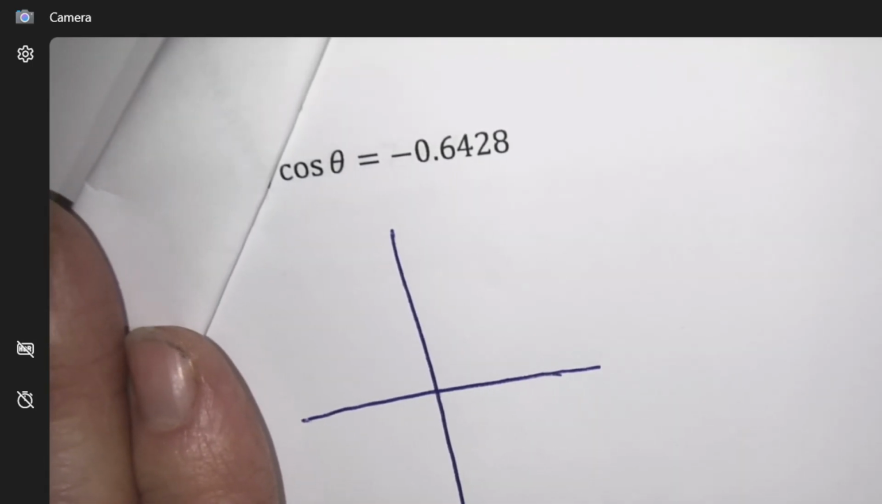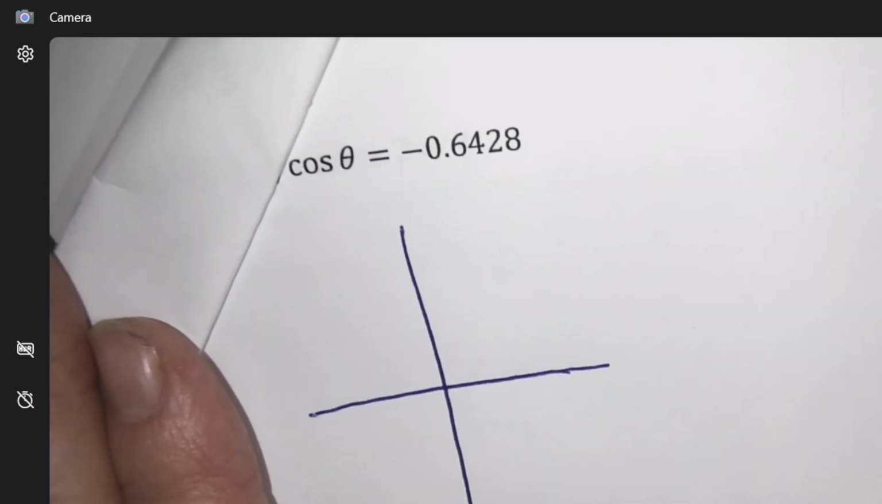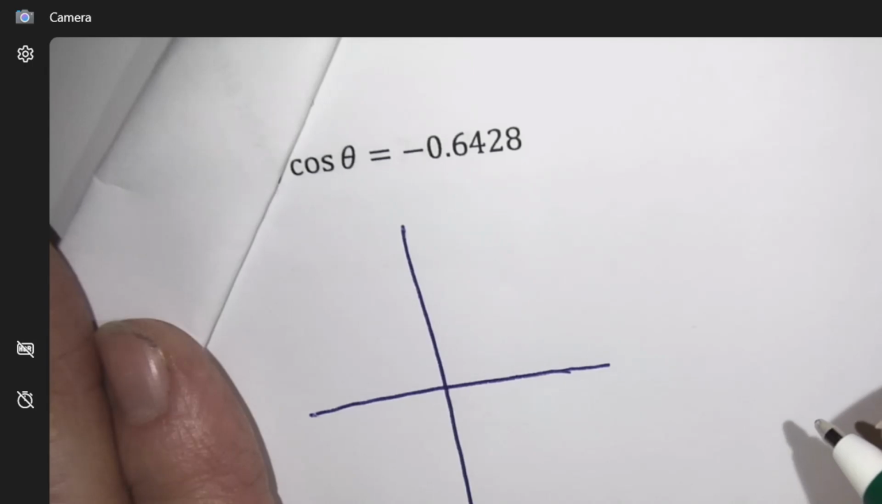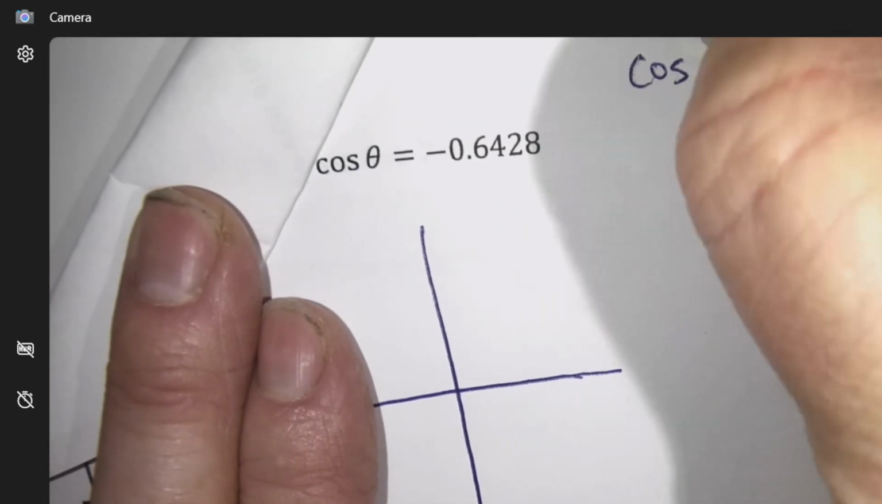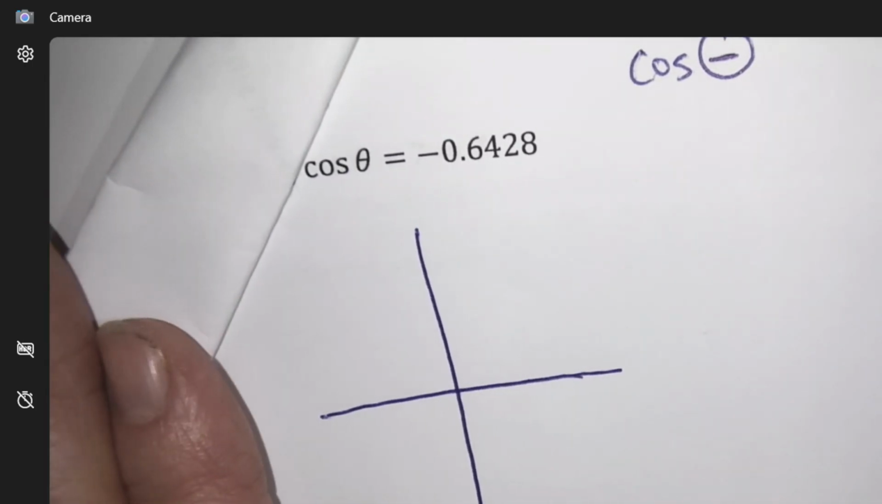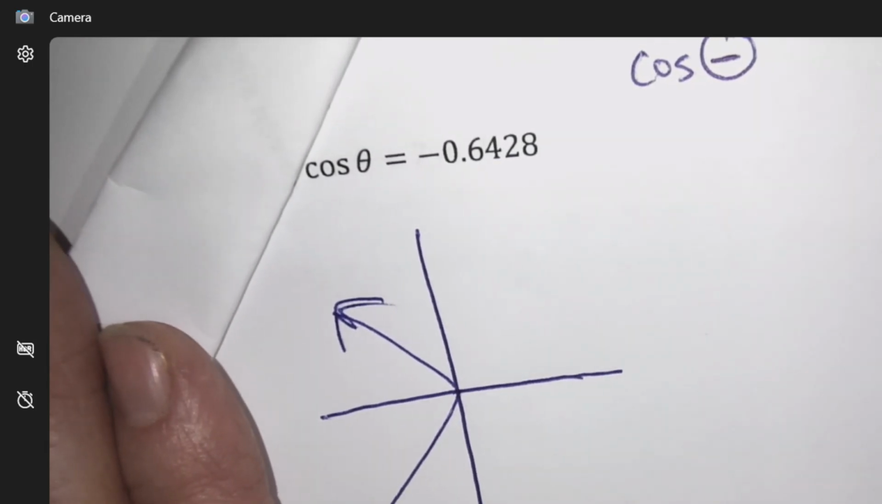Okay, so this one, I need you to figure out where I should be. My ASTC stuff, where do you want to put me? Cos is negative. So think about where you are with ASTC. Cos is negative. Did you pick the lefts? Did you pick the left?